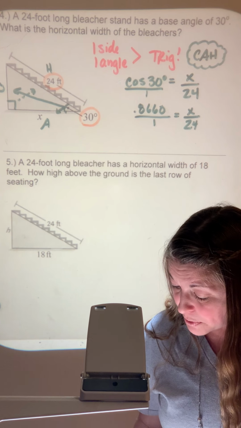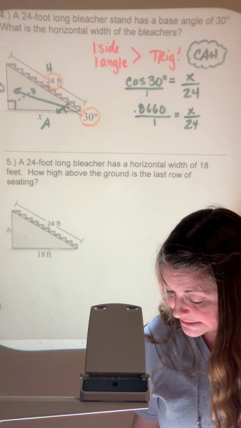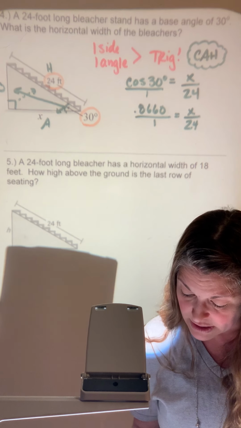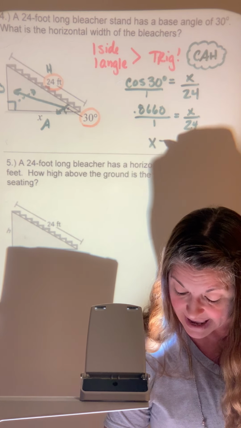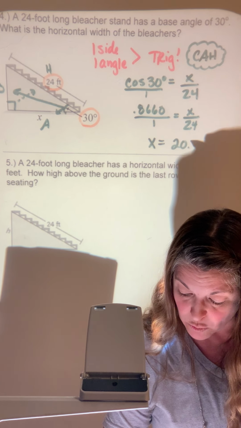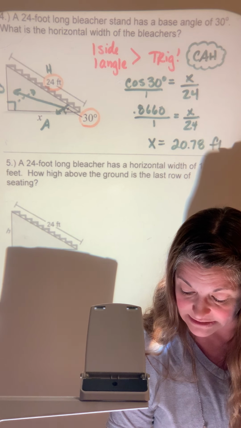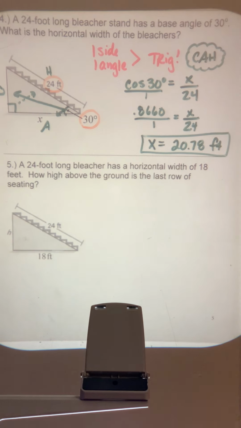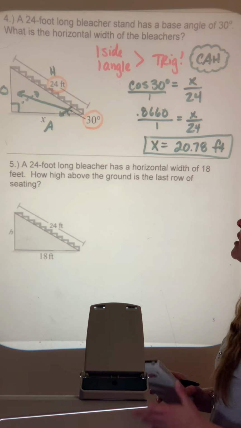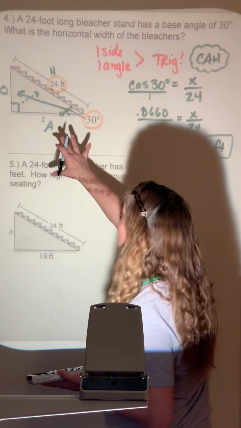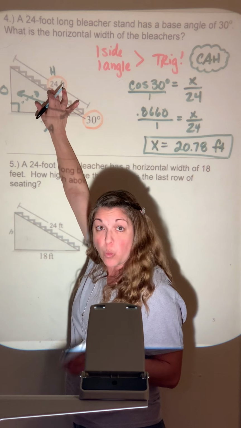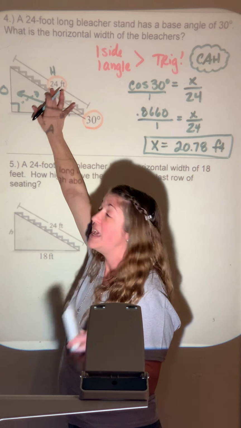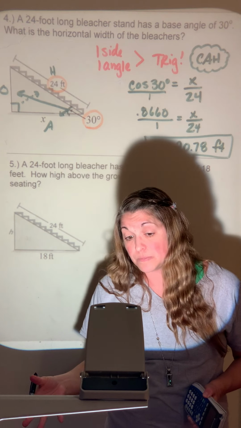So to finish this problem out, we've got 0.8660 times 24, and that will give us an x value of about 20.78 feet. So again, we used trig for this equation because on the beginning picture, they only gave me one number on the side, so it gave me one side, and then it gave me one angle.